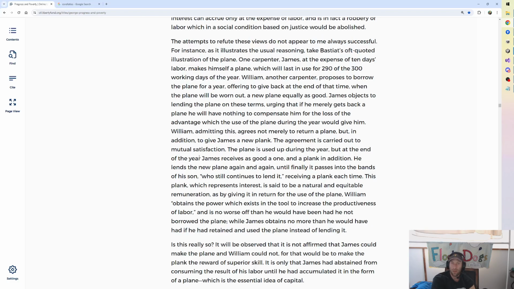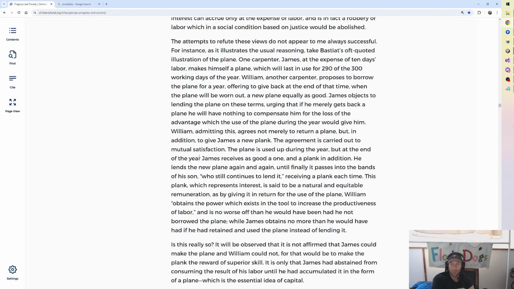James objects to lending the plane on these terms, urging that if he merely gets back a plane, he will have nothing to compensate him for the loss of the advantage which the use of the plane during that year would give him. William, admitting this, agrees not merely to return a plane, but in addition to give James a new plank. The agreement is carried out to mutual satisfaction. The plane is used up during the year, but at the end of the year James receives as good a one and a plank in addition.